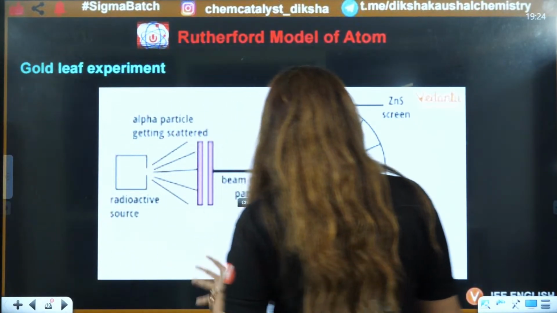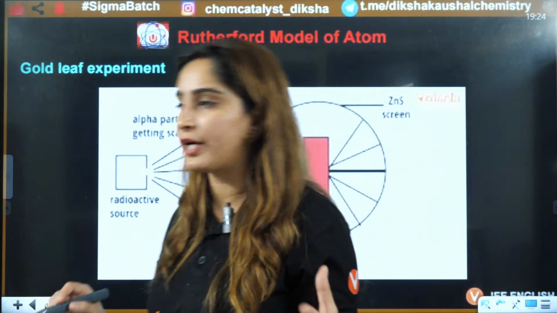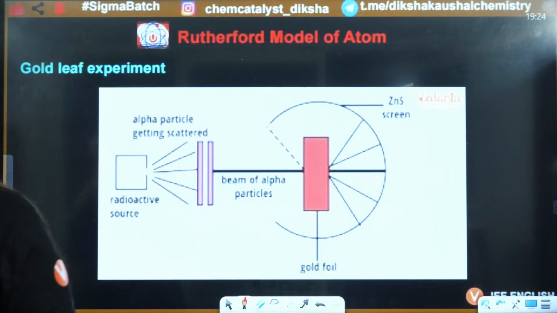Now, the Rutherford model was not something that was totally related to. Wait a minute. Is this clear? Wait a minute. Let me see.